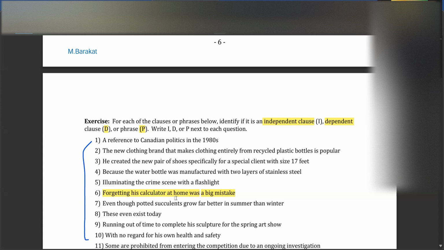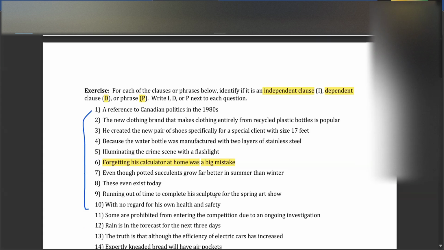...to forgetting his calculator at home was a big mistake. This is not a phrase, it's an independent clause, yes. Now let's see your answer to the next one. Oh, everything was deleted. Can you send your answers again to the chat, if you don't mind?